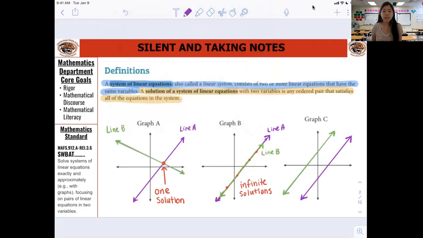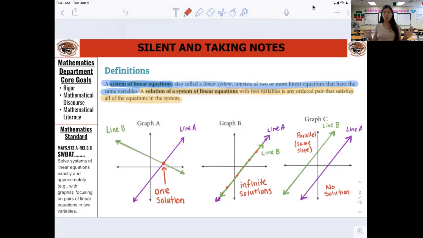Parallel lines are lines that have the same what? Slope. Same slope. Good. So here we have line A. We have line B. They have the same slope. They are parallel. So let me write that down. Let's see, where can I fit this? Parallel, same slope. And what that means is that since they have the same slope, since they will never ever touch, they have no solutions. So this is called no solution.